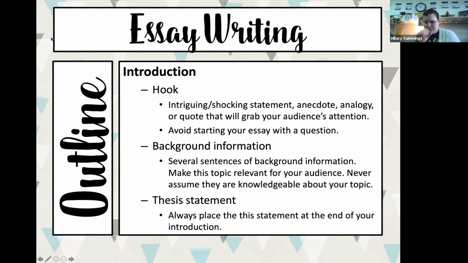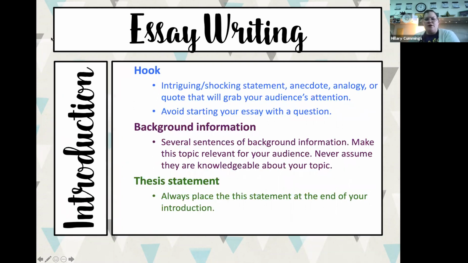After you have your hook, you're going to have background information. This is going to be several sentences of background information, and you're going to make that topic relevant for your audience. Never assume that they're knowledgeable about your topic. And then the thesis statement, and this is always going to go at the end of our introduction. So we're going to think about these in 3 different colors. When we write, we're going to have blue for the hook, purple for the background information, and green for your thesis statement.